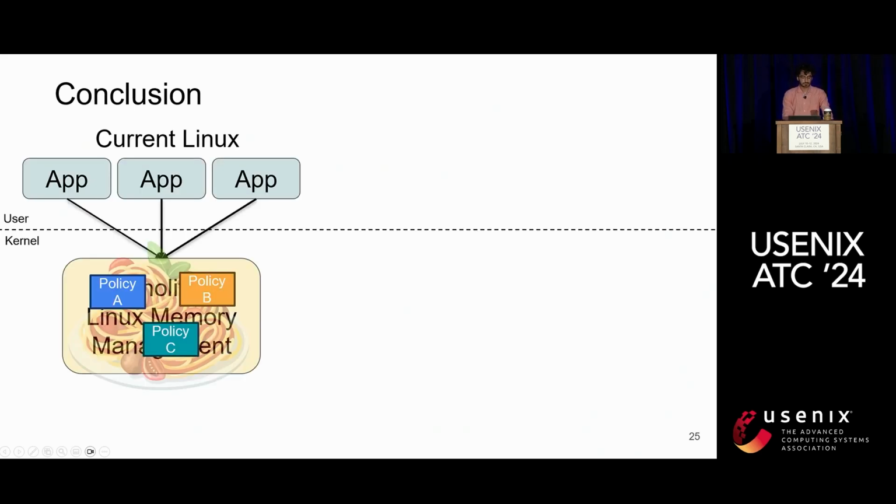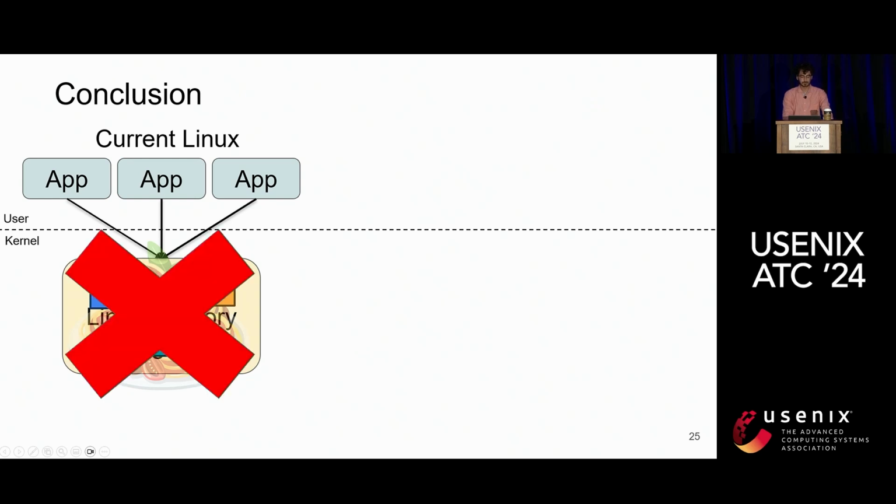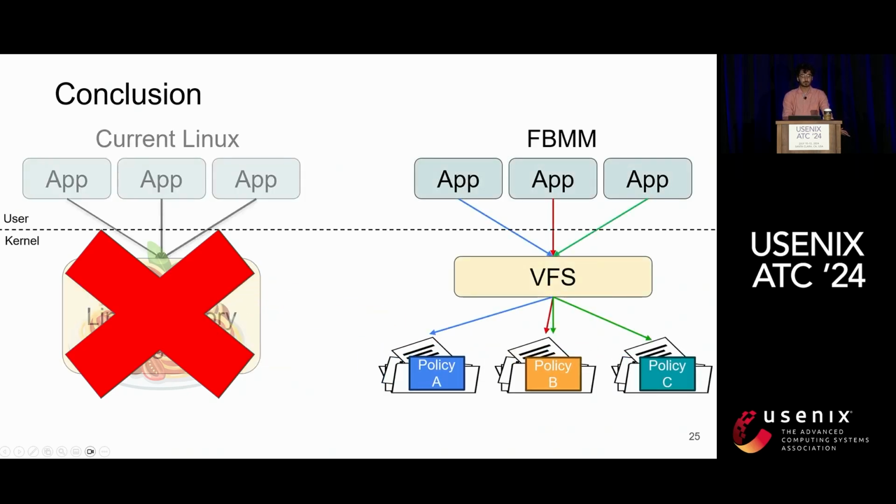So, in conclusion, the current way of extending memory management by adding to the monolith is not sustainable. We also do not need to completely redesign the memory management system to support extensions. Writing individual memory managers as file systems with FBMM is the best way forward.